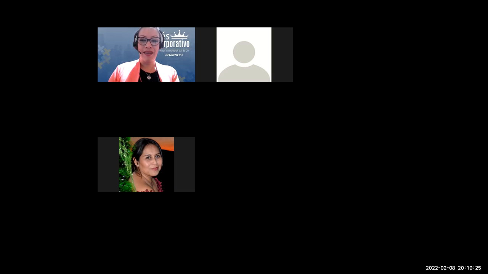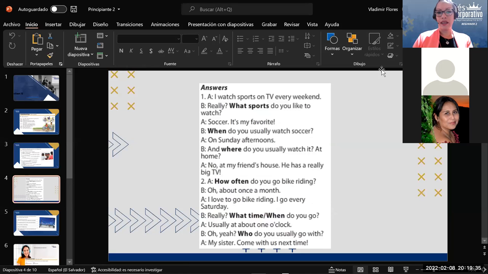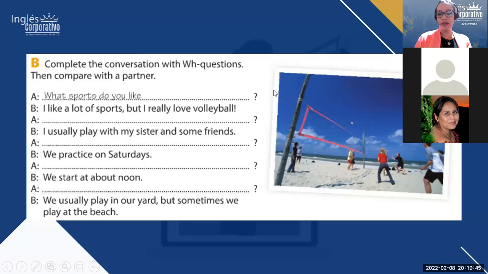Okay, so let's see. In the material, I included the answers so we can practice the complete conversation. Acá tenemos la conversación ya completa, las respuestas, lo que acabamos de hacer en el ejercicio anterior. So, let's practice pronunciation.